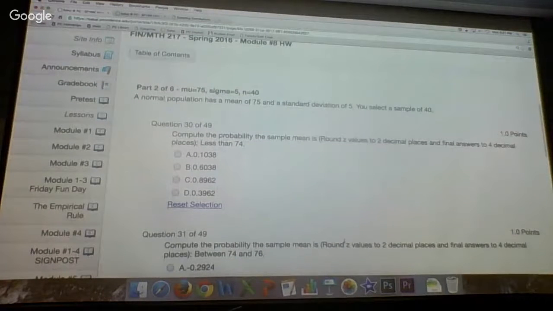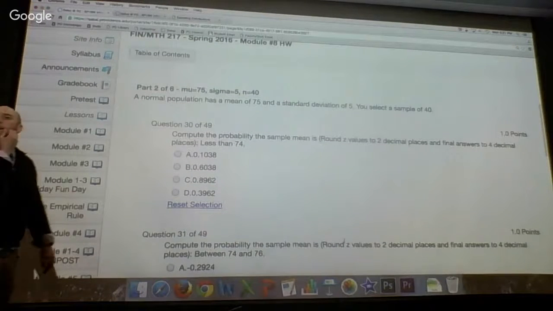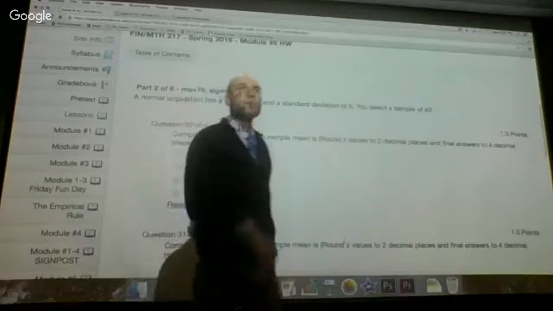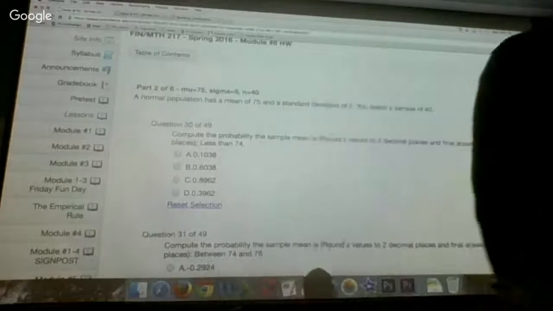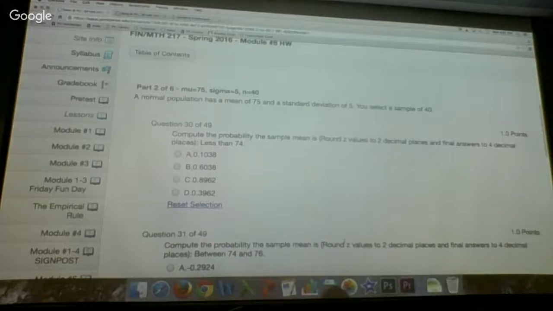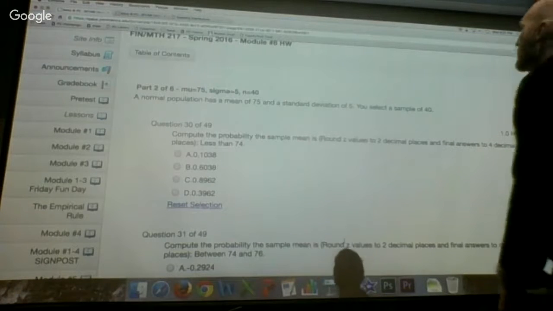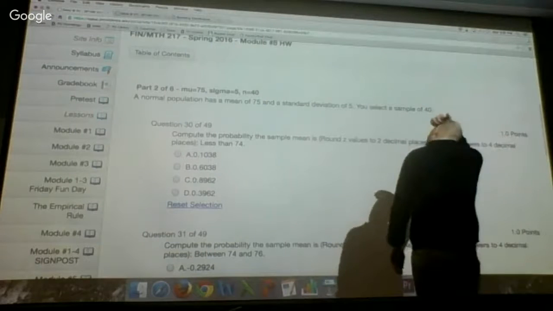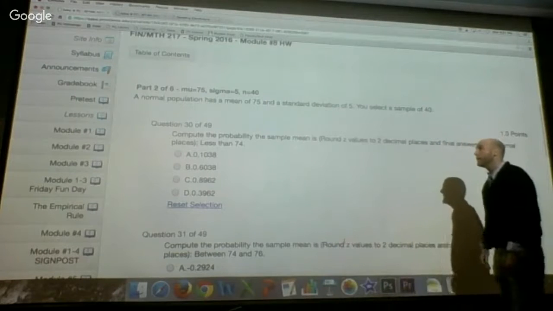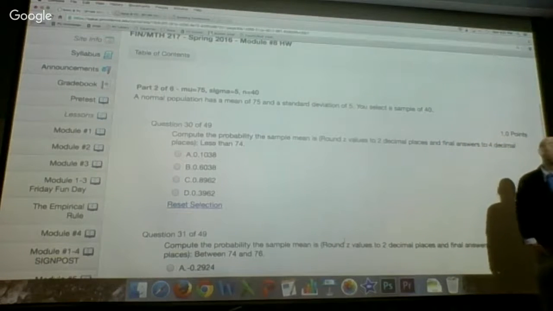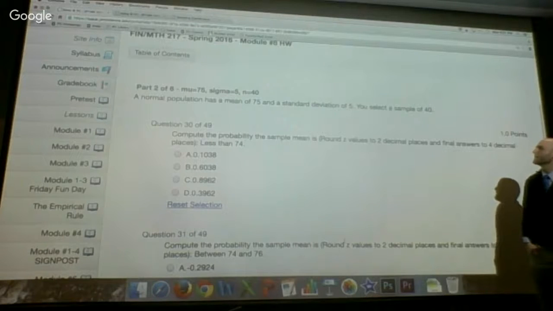Part 2, part 3, part 4, part 5, part 6, all work under the same conditions, and those parts are identified at the top. So for part 2, mu is 75, sigma is 5, n is 40, which means the standard error for all of these cases is 5 over the square root of 40. The square root of 40 is 2 times the square root of 10. Doesn't really help me there. No, that's not a good fraction to deal with.